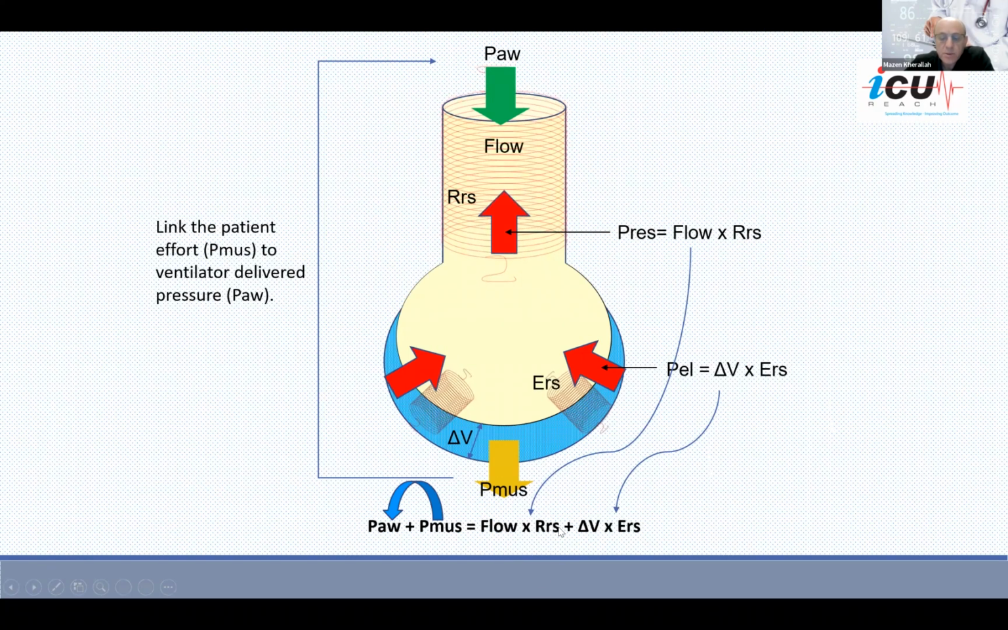And then you add to this the elastic work: the volume, how much volume we need to put into the lungs, and then the elastance of the lungs. So the left side here, a combination of the ventilator pressure and the patient's pressure, should always equal flow multiplied by resistance plus change in volume multiplied by elastance.